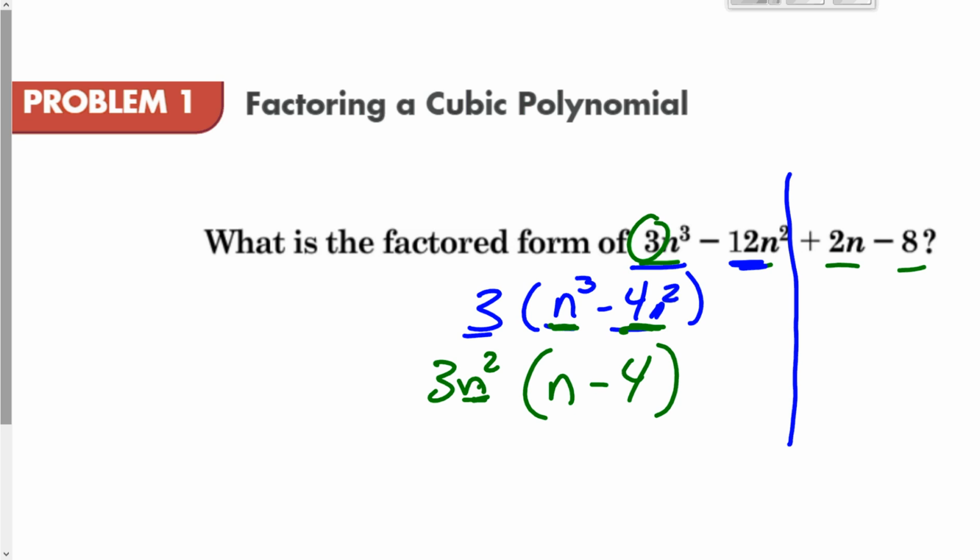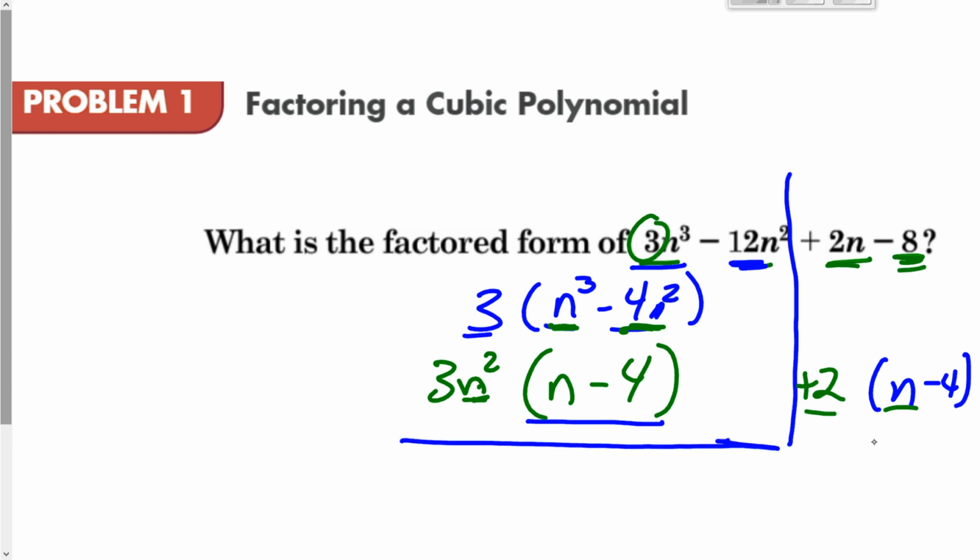Now let's factor out the whole GCF on this one. You should know from practice, if you've worked on these before, that since I have this binomial, that means on the right side of this line, I should have that same binomial, n minus 4. So now you can just ask yourself, what times n is 2n? Well, that should be positive 2, right? And then you can check: positive 2 times negative 4 is a negative 8. So you're good.